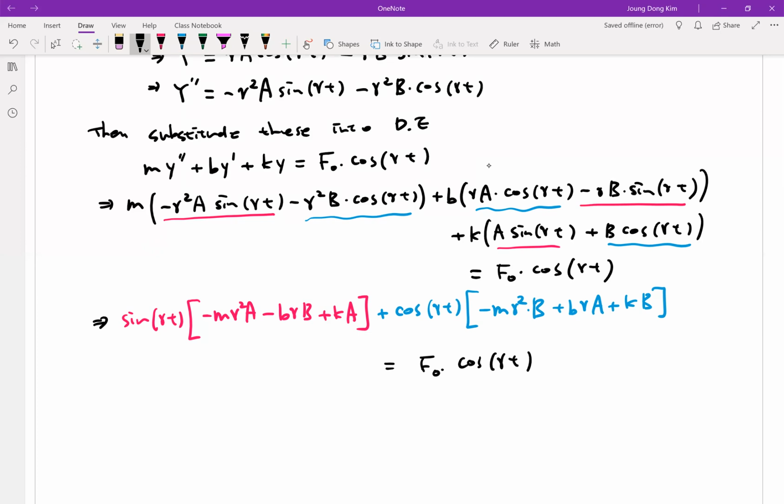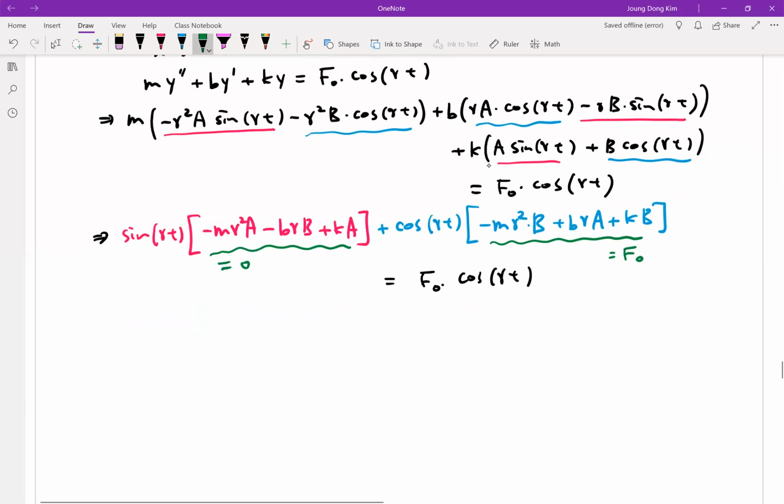Look at this one. As I told you before, what we're going to do is compare your left hand side and right hand side. Look at that. On your right hand side, there's no sine function, which means your left hand side, this part, must be equal to 0. And then what about this part? This part must be equal to F0. Then we can set up the system.